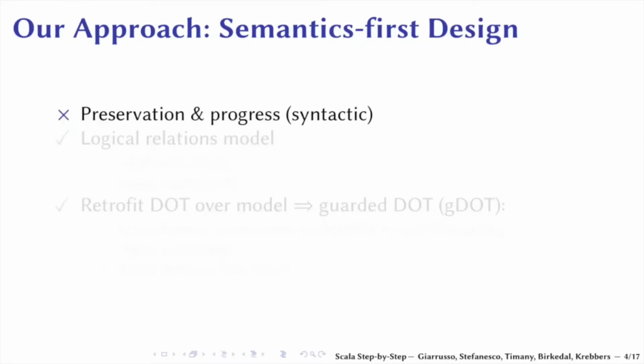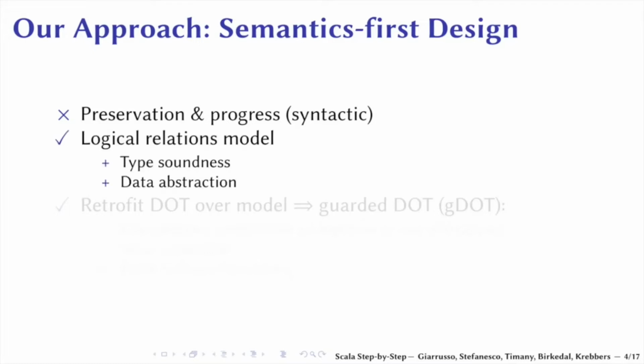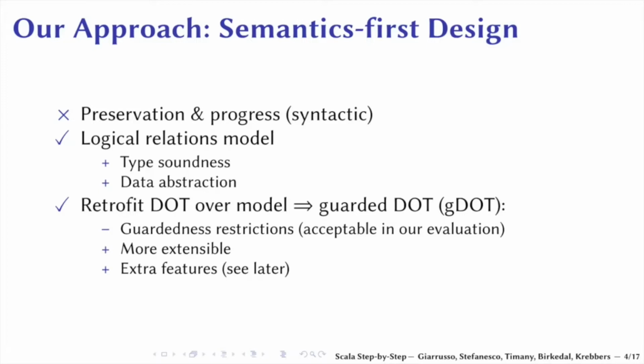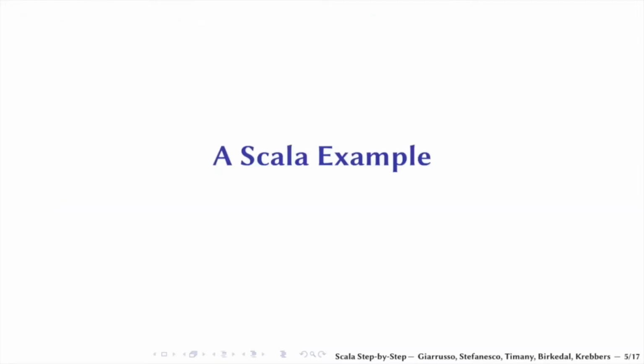To create a more extensible DOT calculus, our approach is to avoid syntactic proofs that use preservation and progress. Instead, we build a logical relation model to prove type soundness and data abstraction. Then, we retrofitted a version of DOT over this model, obtaining a more extensible DOT variant called guarded DOT, or G DOT. Unfortunately, guarded DOT adds certain guardedness restrictions, but in our evaluation, it seems acceptable. In exchange, G DOT is more extensible, as we show through some additional features that we'll mention later.